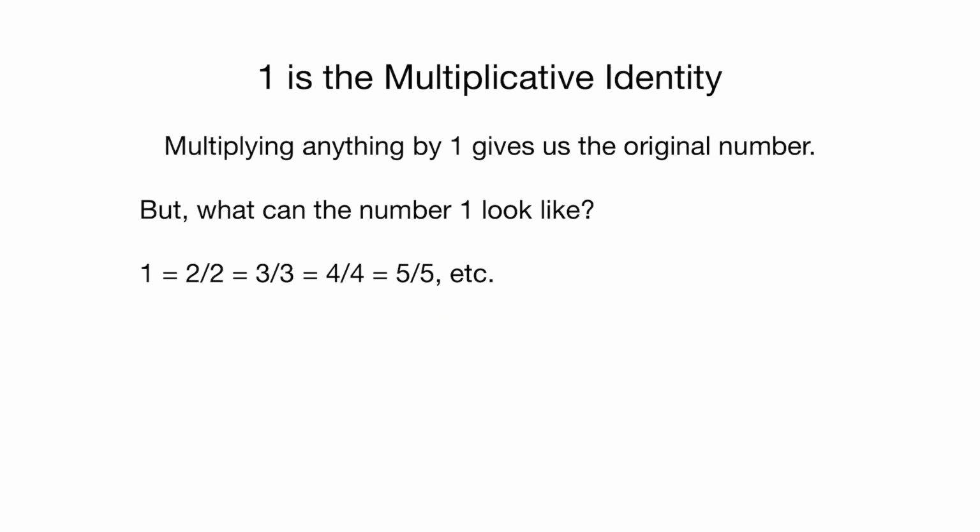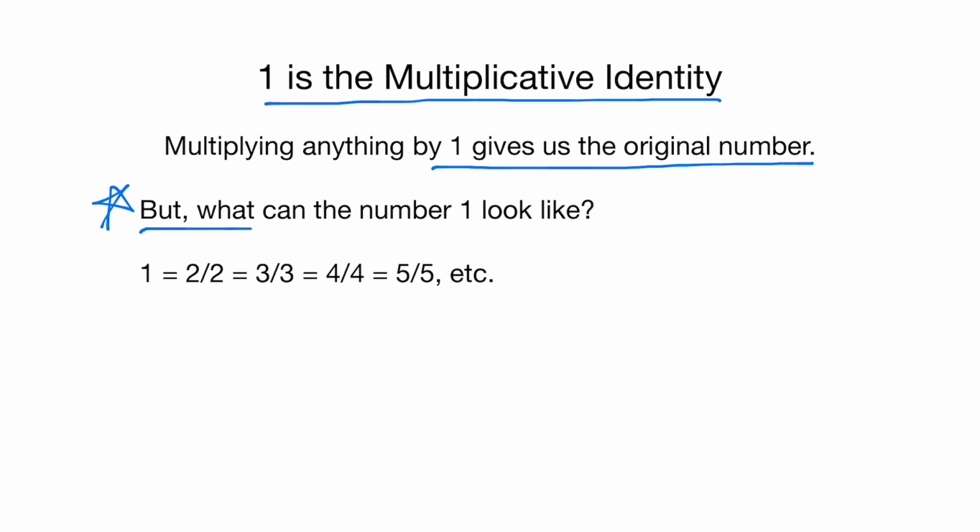In this video, we will discuss the fact that 1 is the multiplicative identity. What does that mean? What does the multiplicative identity mean? It means that multiplying anything by the number 1 gives us the original number. Any number times 1 is itself. But in math, we need to use this fact.